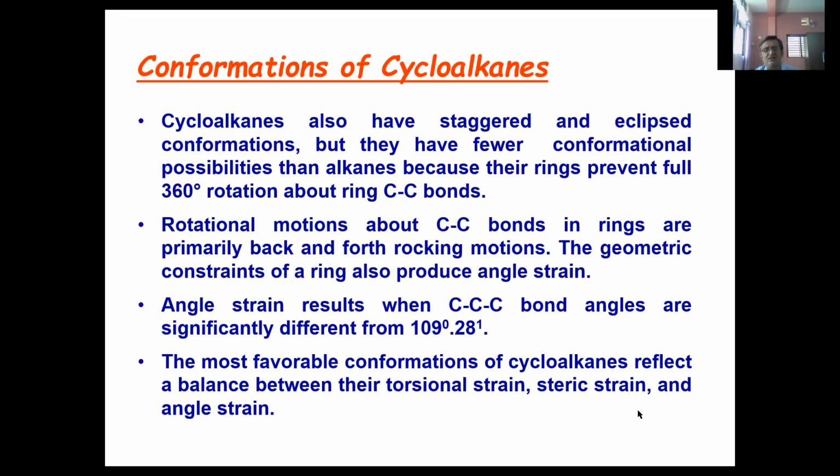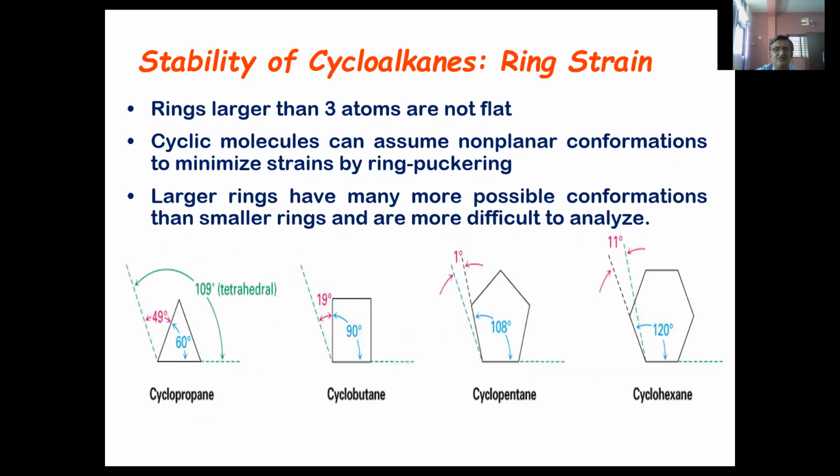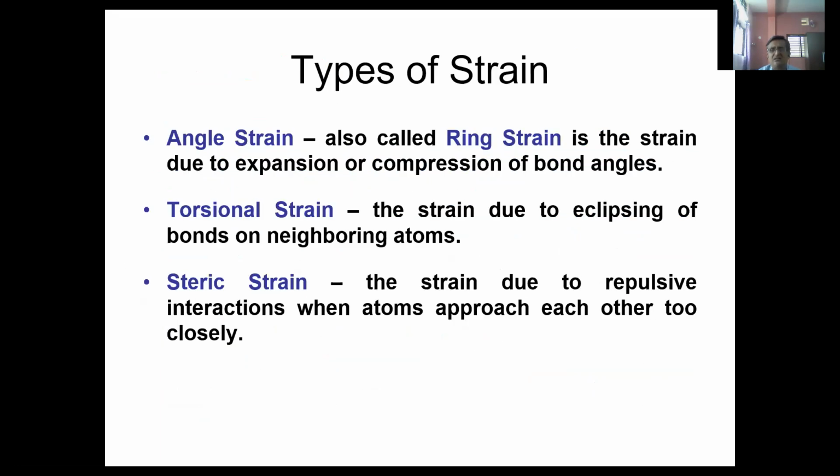So therefore, the most favorable conformations of cycloalkanes reflect a balance between their torsional strain, steric strain, and angle strain. These 3 terms are very, very important: torsional strain, angle strain, and steric strain. So let us see what these strains are. Angle strain is usually called ring strain. It is due to expansion or compression of the bonds.